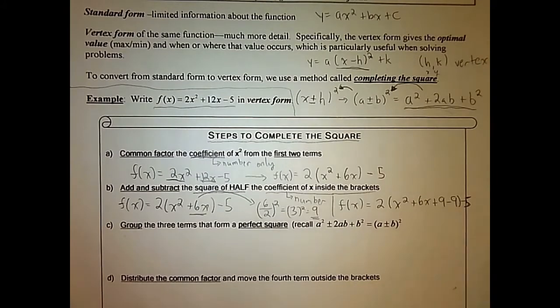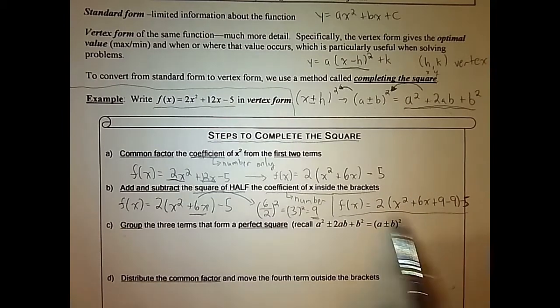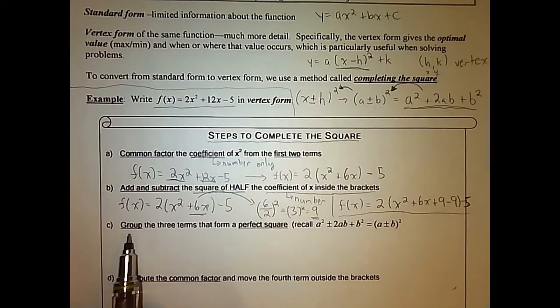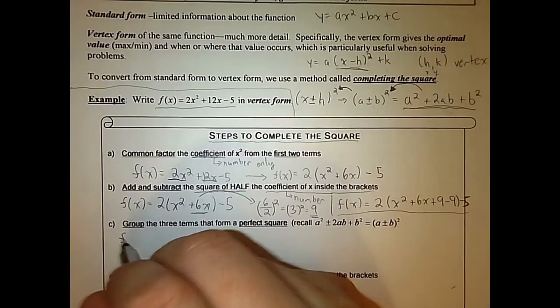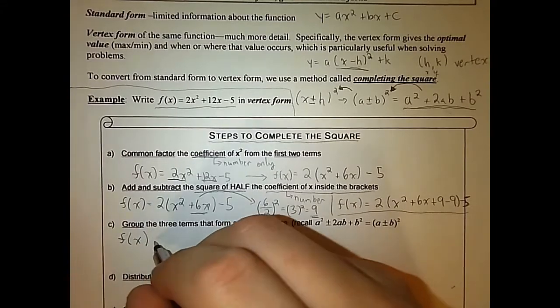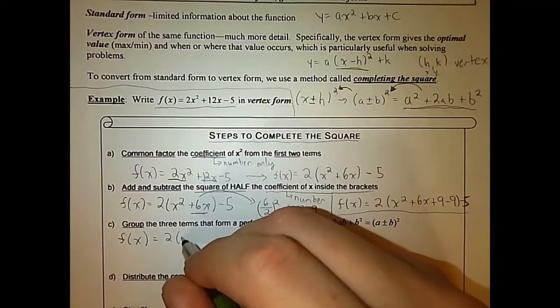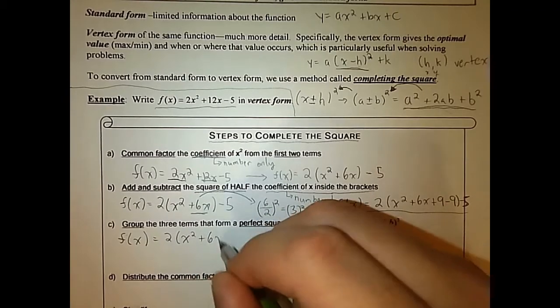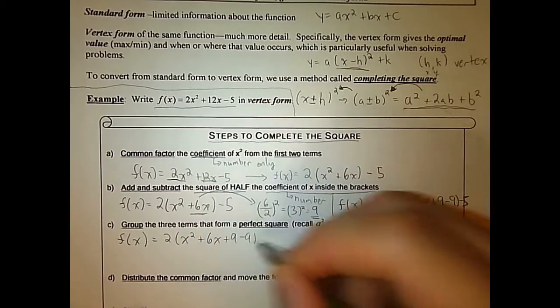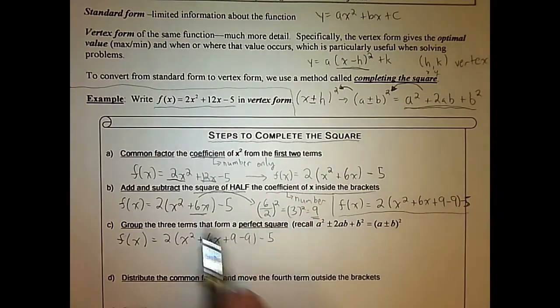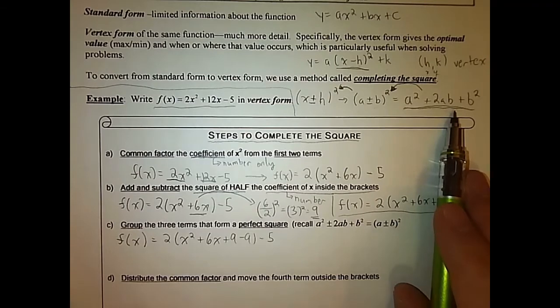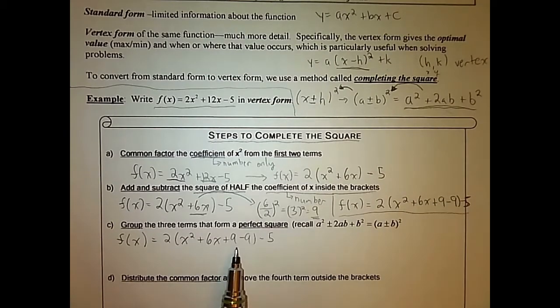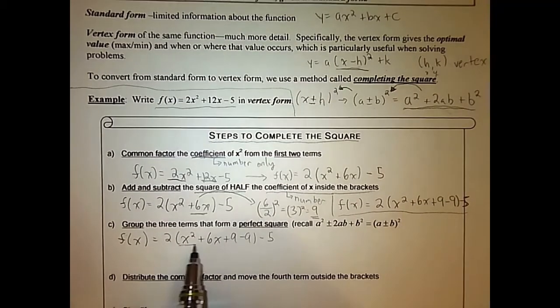So why are we doing all of this? Why did we want it like this? Well, the reason why we want it like this is because what we want to do in part C is group the 3 terms that form a perfect square. So I'm just going to write this out again. So we did this step to force this equation to be in this form. Because if you notice, I can use my special cases here with just these first 3 terms.